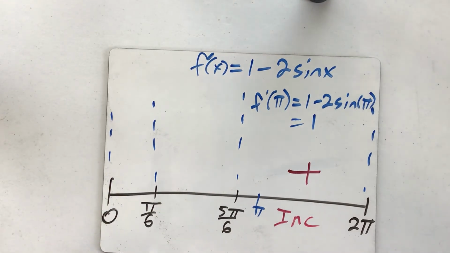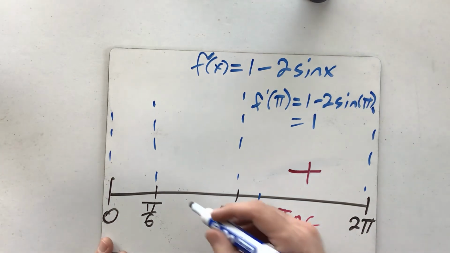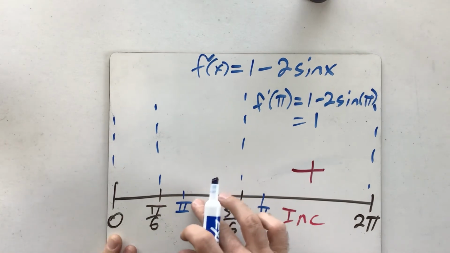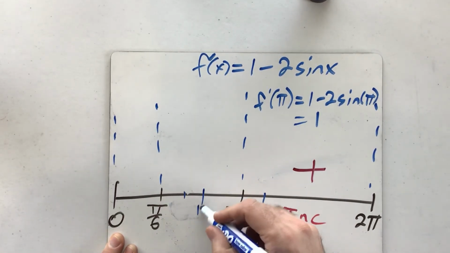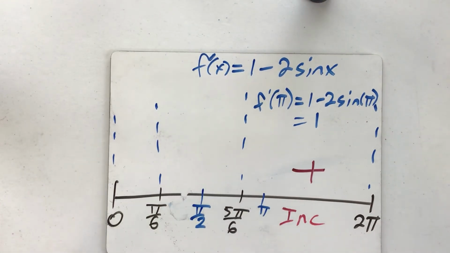All right, let's pick a section right between pi over 6 and 5 pi over 6. Pi over 3 might be a good choice, or pi over 4. I find students kind of like pi over 4. But pi over 2 might be a really good choice. Let's do pi over 2. That looks like a good one, because sine of pi over 2 is going to be a nice number for us to work with.